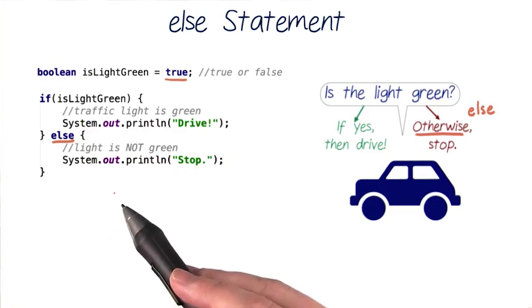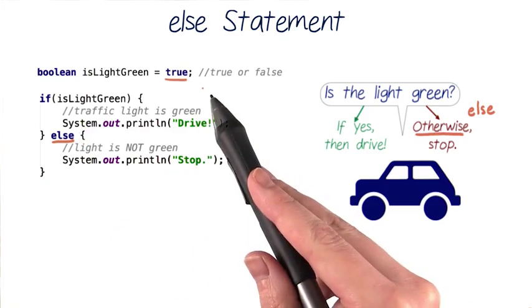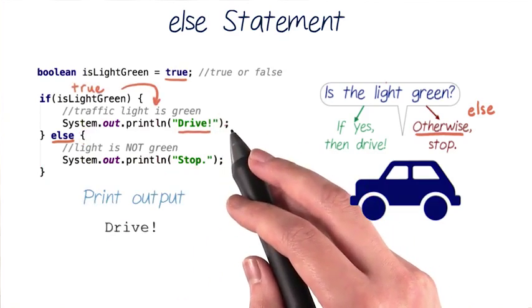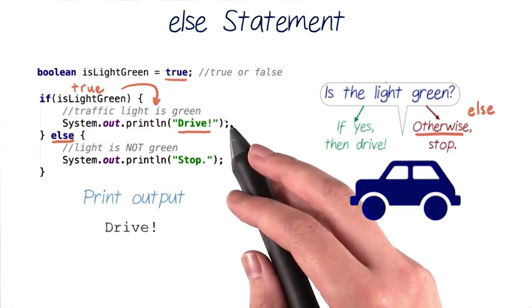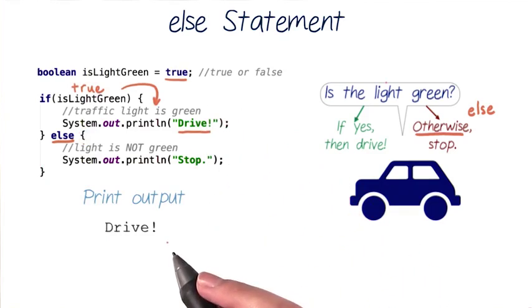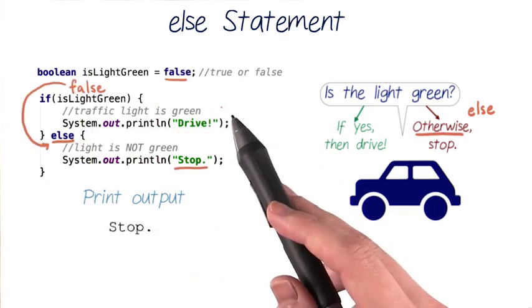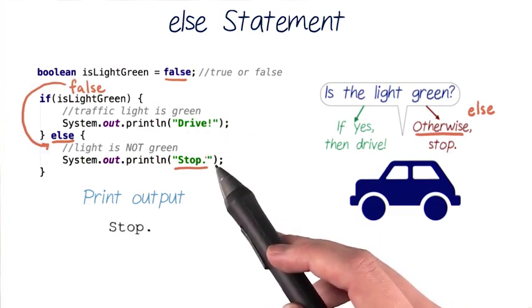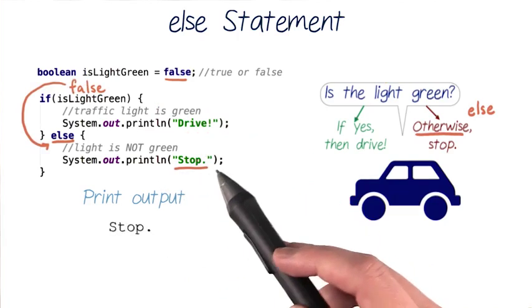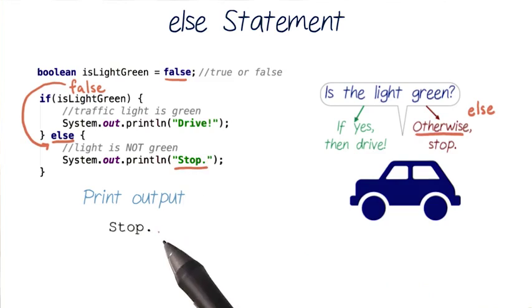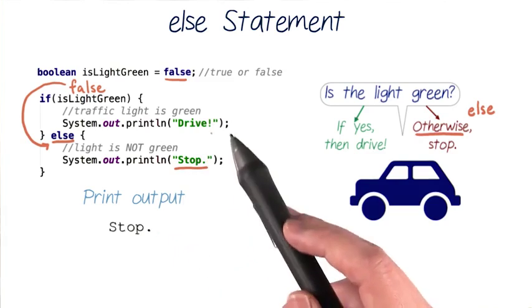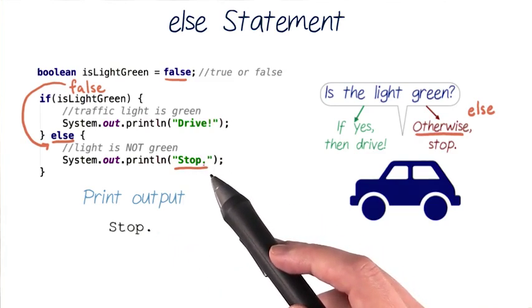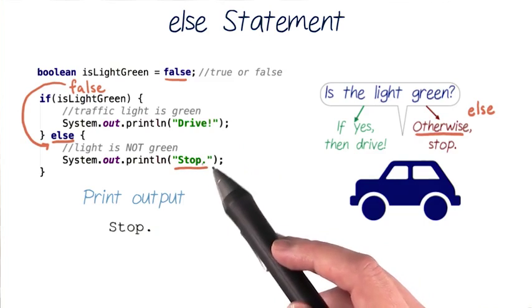Now let's try this code out with assigned Boolean values. If isLightGreen is true, our if test condition will be satisfied, and our code will print out drive. Otherwise, if it's false, this will fail our if test condition and go into our else statement block of code instead, and this will print out stop. So again, only one of these blocks of code will be executed when you run this code, either the code in the if or the code in the else.